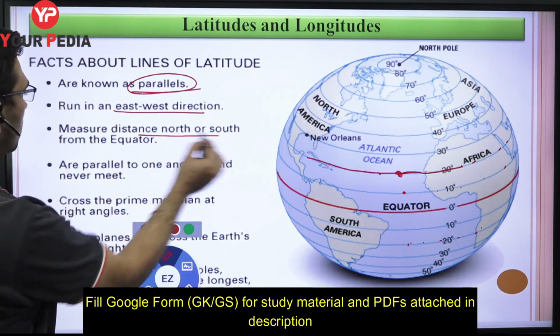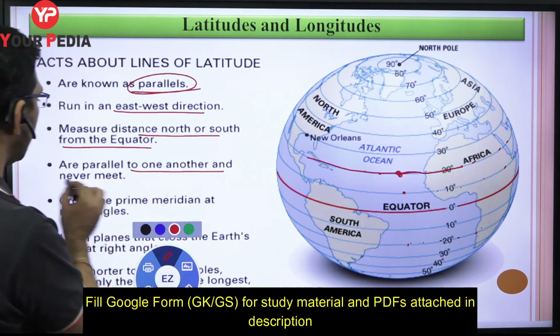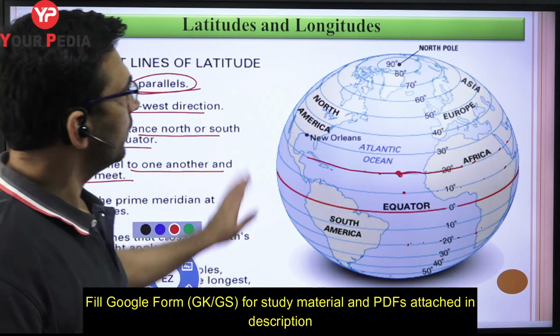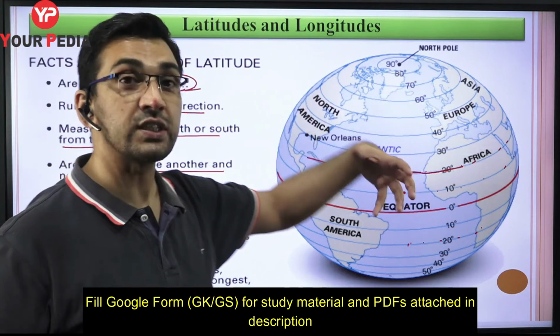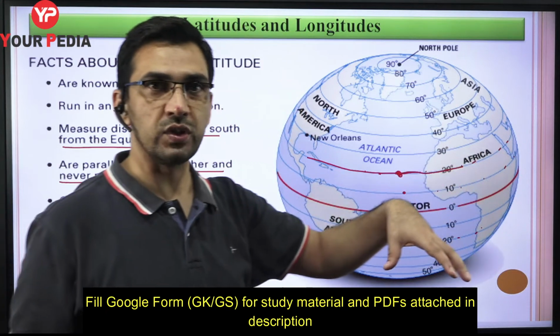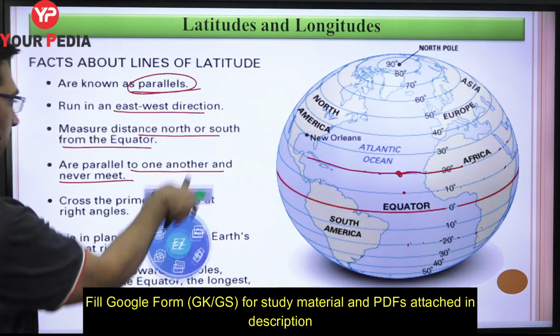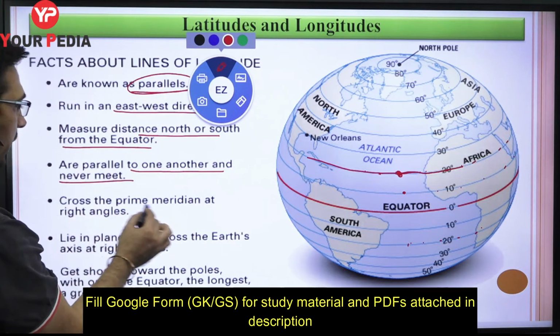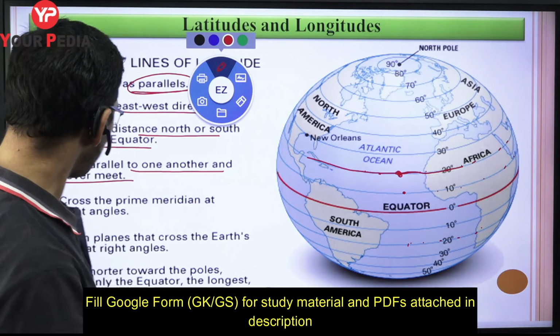Measure distance north or south from the equator, that we have already studied, are parallels to one another and never meet. और ये important है आपको कि हाँ, all the circles are parallel to each other. किसके circle? Of which circle? That is, of latitude circles are parallel to each other and obviously they are never going to meet. Okay, and crosses the prime meridian at right angle. Okay, this I will discuss. This line I will discuss when I will start discussing with you meridians.